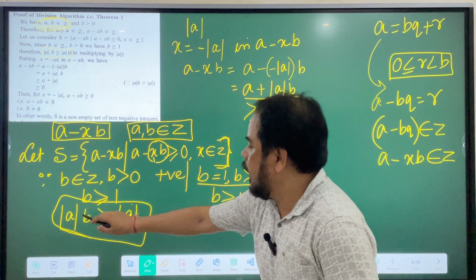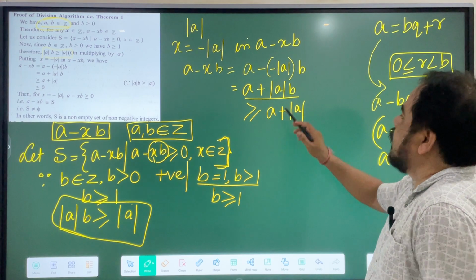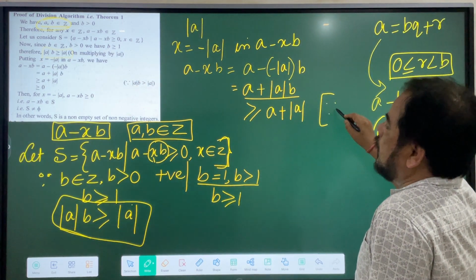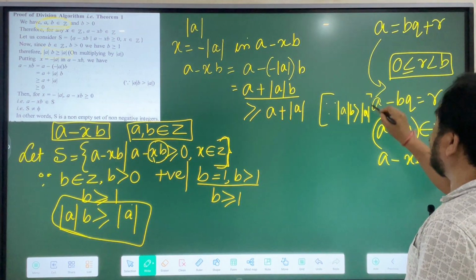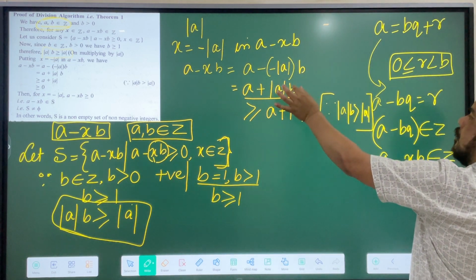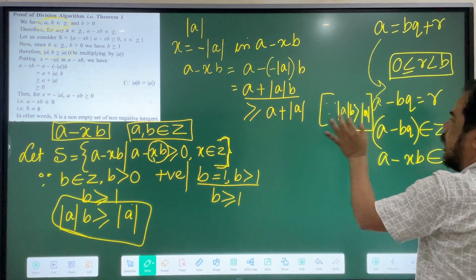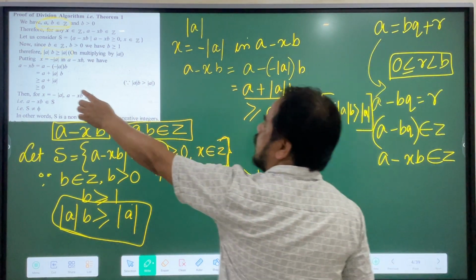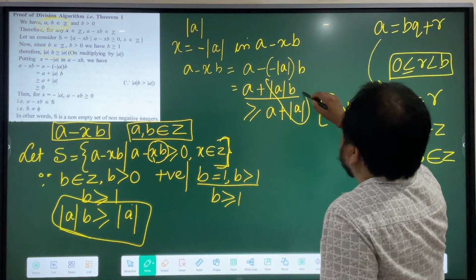Mod of A into B is greater than A. Equal is okay there. So here the condition is written: mod of A, B is greater than mod of A. Greater than mod A, the greater sign is there.